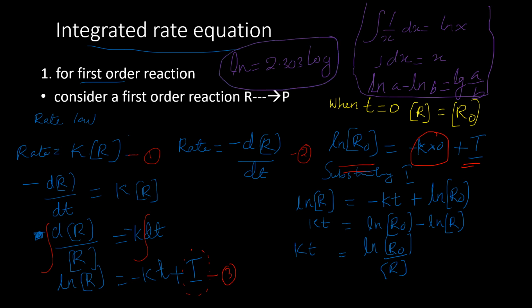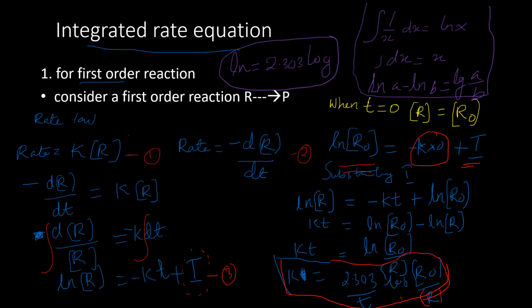Then we'll get KT will be equal to 2.303 log R0 by R. Or when we shift T here, we'll get K is equal to 2.303 divided by T log R0 by R. This is the integrated equation for first order.